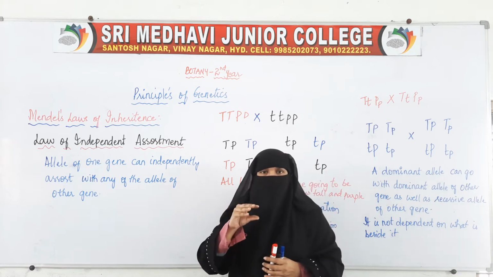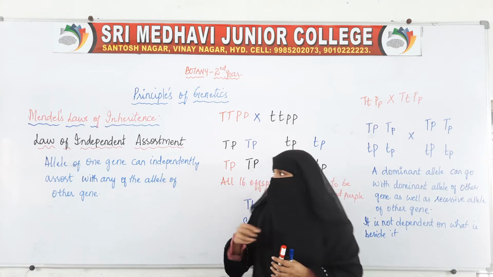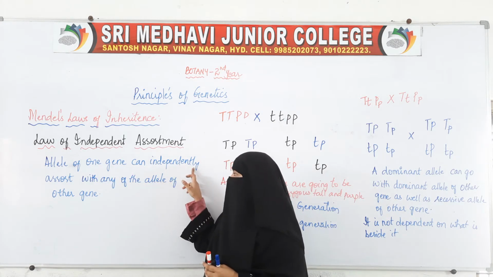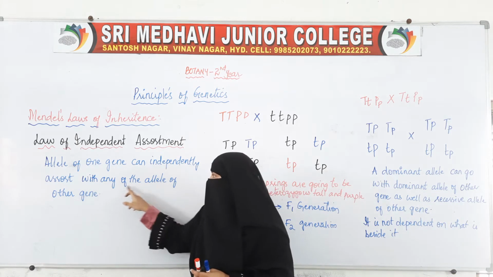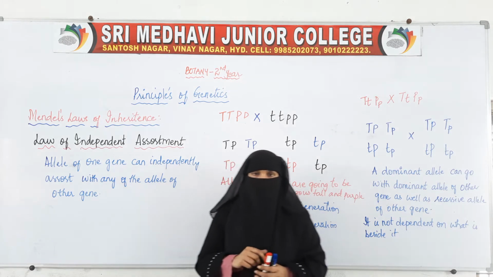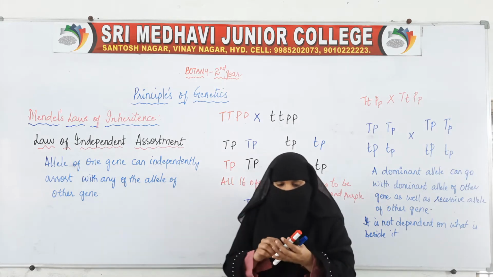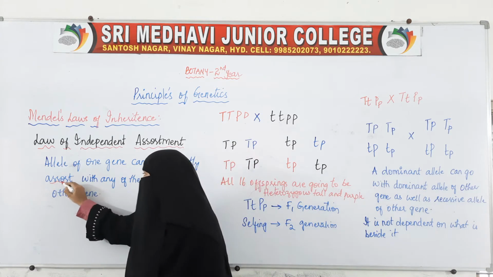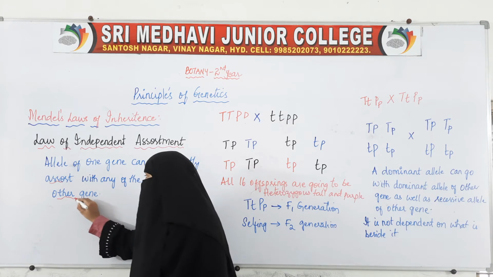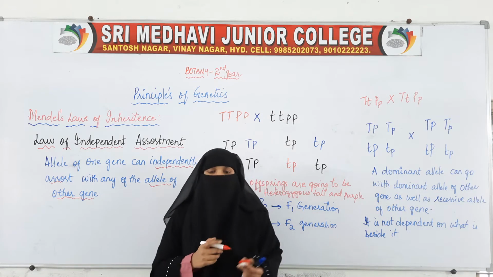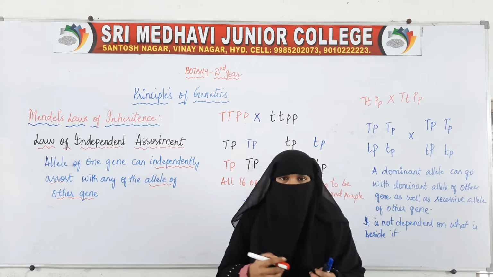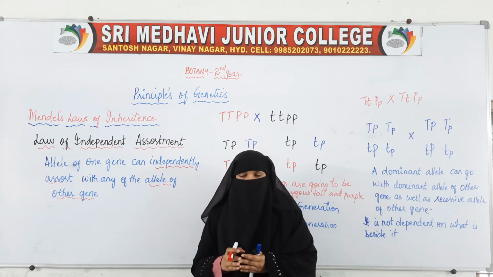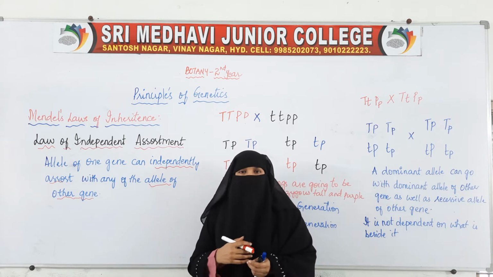So now coming to this third law. If we say it in the easiest form, what this law states is that an allele of one gene can independently assort with any of the alleles of the other gene. Independently, we all know what independent means. Assort means grouping it, classifying it, or placing itself.